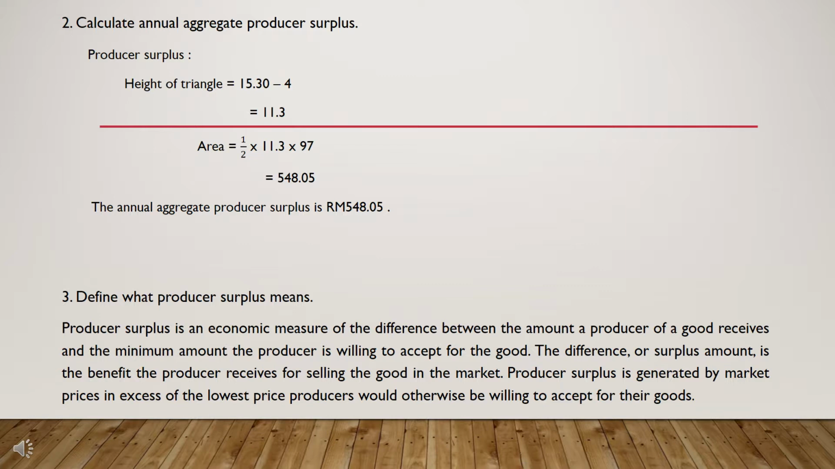So the annual aggregate producer surplus is 548 ringgit and 5 cents. Part 3. The question asks, define what producer surplus means.